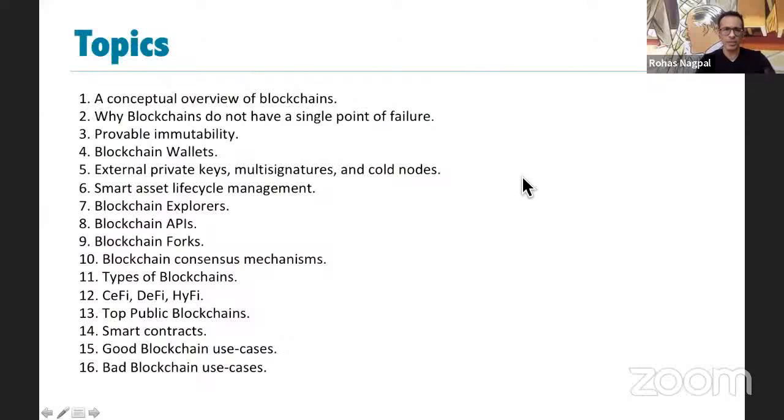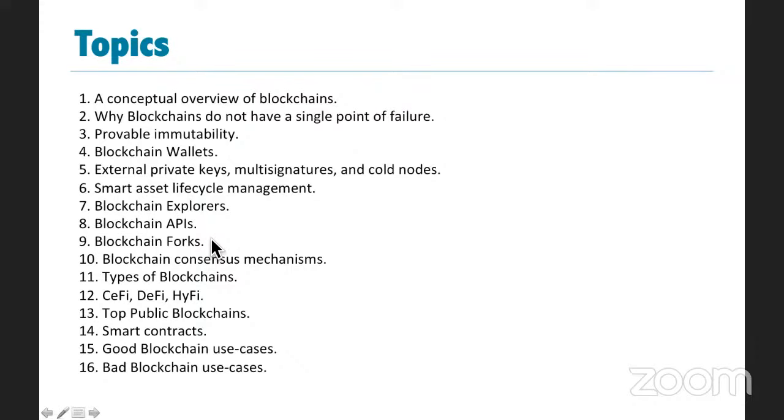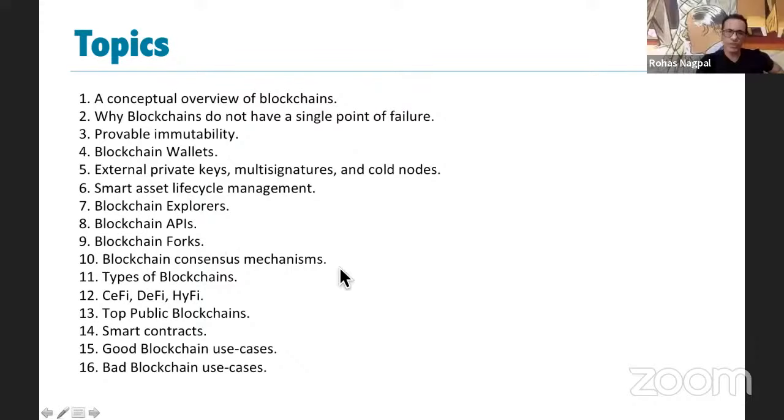Now, what we're going to be discussing today is about 16 topics, starting all the way from a conceptual overview of blockchains to understanding why they do not have a single point of failure, the meaning of provable immutability. We're going to talk about blockchain wallets, then external private keys, multisig and cold nodes, smart asset lifecycle management, blockchain explorers, blockchain APIs, forks, which is a very, very interesting concept, blockchain consensus mechanisms, sorry, types of blockchains.